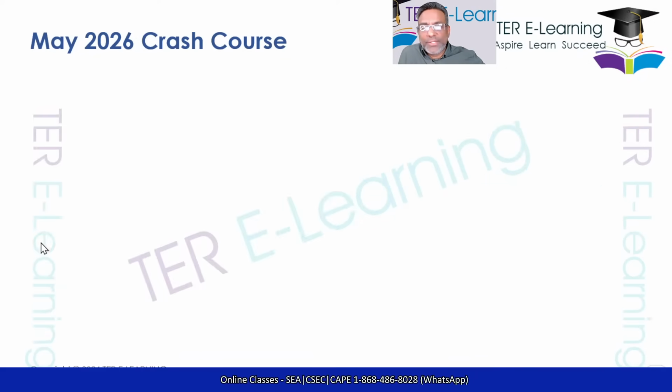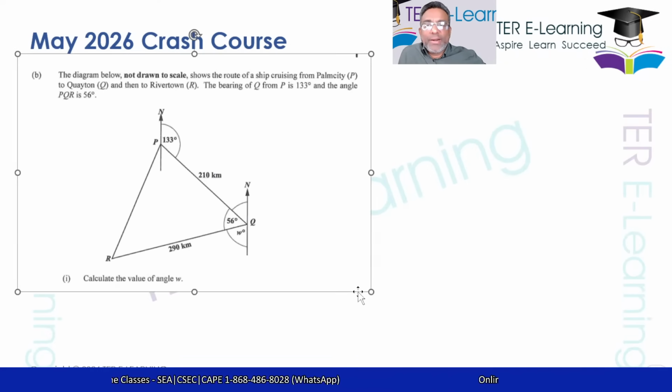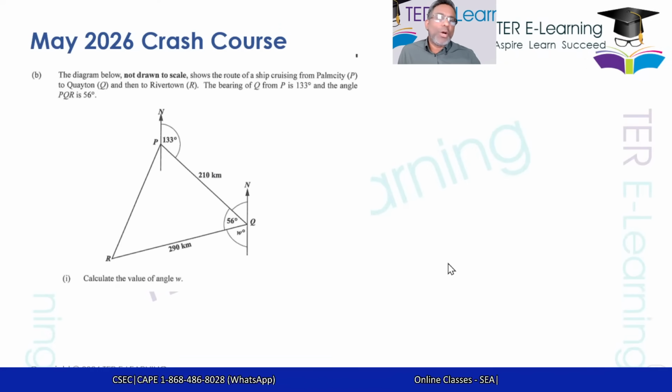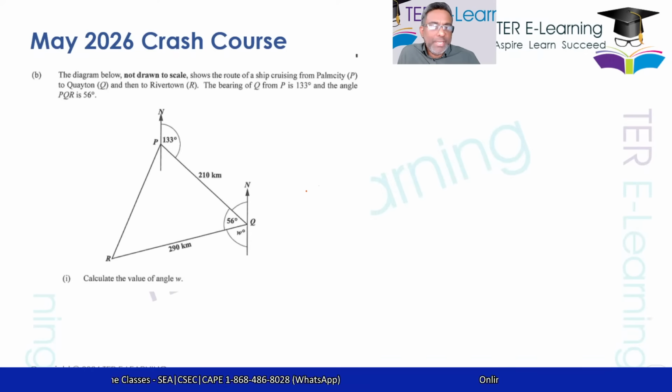I know students generally don't like bearings at all. All right, so we have a diagram here, and the diagram shows the route of a ship cruising from Palm City to Keaton and to Riverton, and the bearing of Q from P is 133 degrees, and the angle PQR is 56. Okay, so they give us some information. Now, the first part of the question, they want us to calculate the value of W.